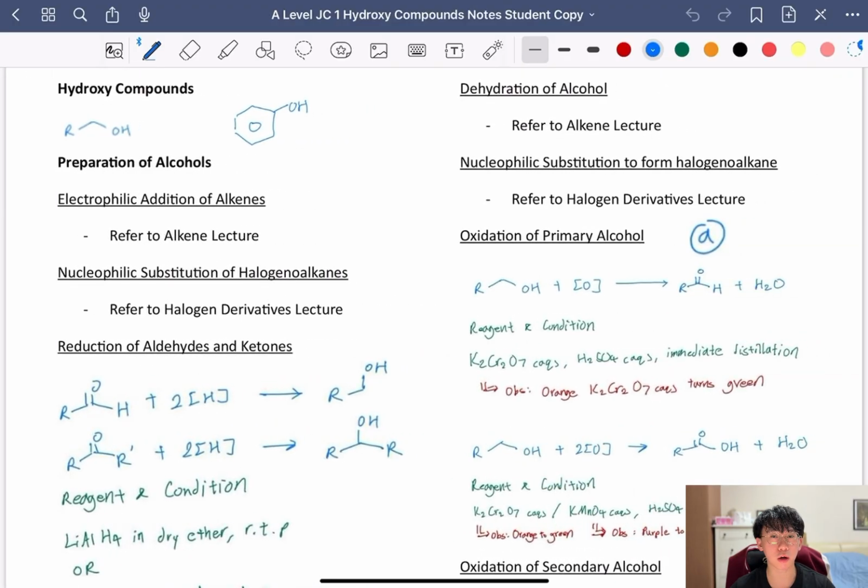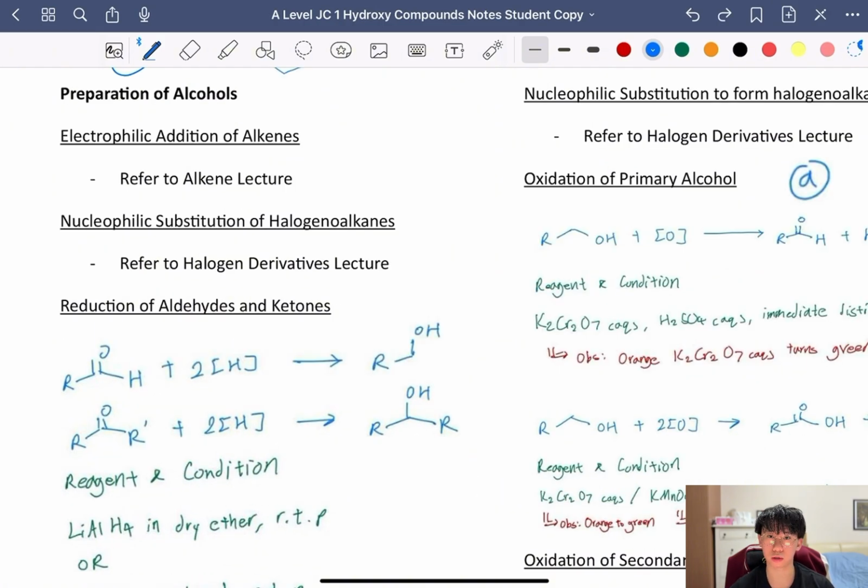Your hydroxy compounds are mainly classified by the OH group over here. And these are further broken down into two main types of compounds. One is your aliphatic alcohols, and two, on the right, is your phenols. So how do we prepare our alcohols?